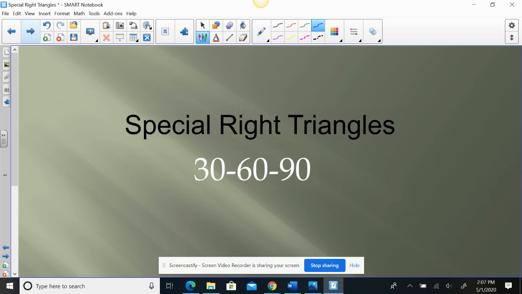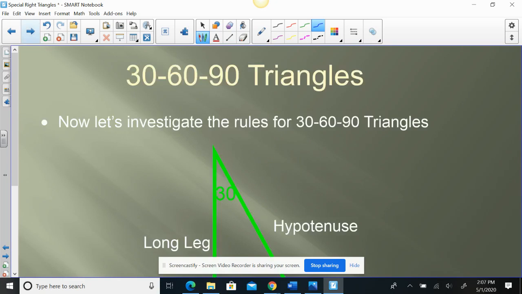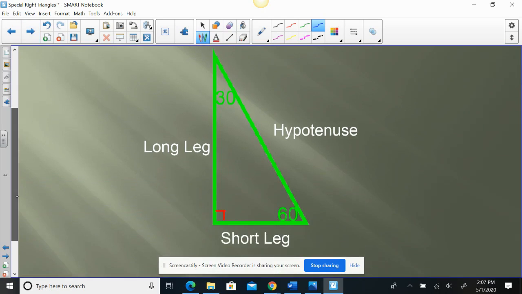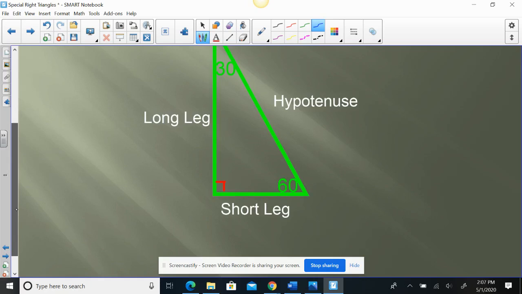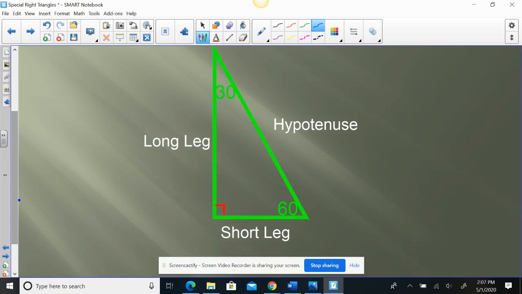So the second type is 30 degree, 60 degree, 90 degree. So here we go. We are going to start by investigating. So when you have a 30, 60, 90, you should realize the side opposite the right angle is always the hypotenuse. That's never going to change. So they needed to distinguish this leg from this leg. So the way they did that is the leg opposite the 60 degree angle, which is going to be the second biggest angle, they call the long leg.